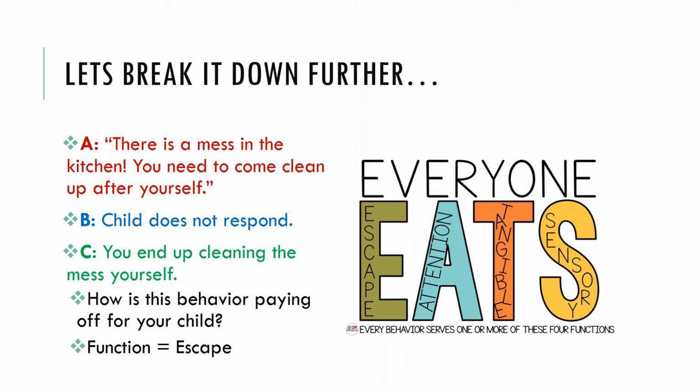So let's go ahead and break it down further. Now that we have our ABCs, we need to ask ourselves, how is this behavior paying off for my child? We can then look back at our 4 functions of behavior. Remember, we have escape, attention, tangibles, and sensory.